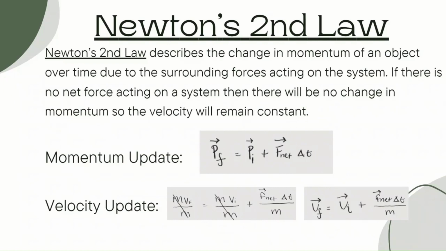And this can further be seen in our velocity update formula, where we divide each term by mass, and then we get that our final velocity is equal to our initial velocity plus our F net times delta t divided by mass. But once again, if there is zero net force, our initial velocity is equal to our final velocity. And then we have what's known as a constant velocity.